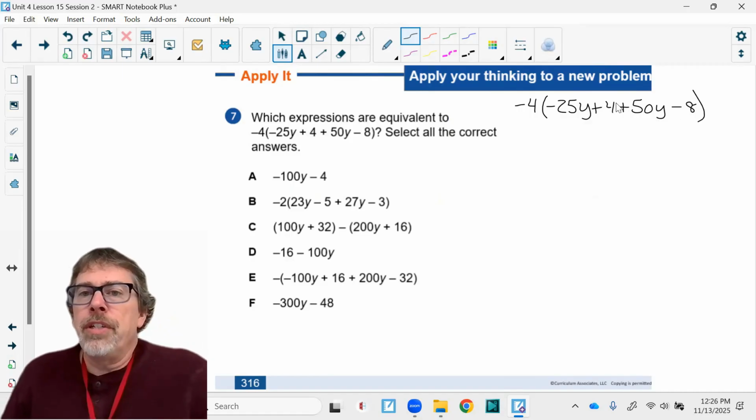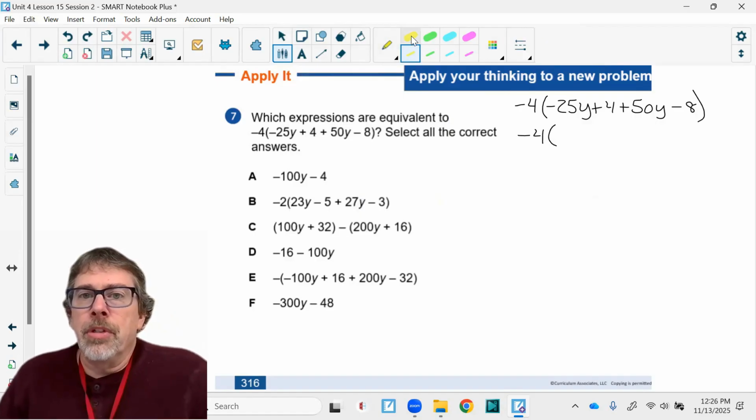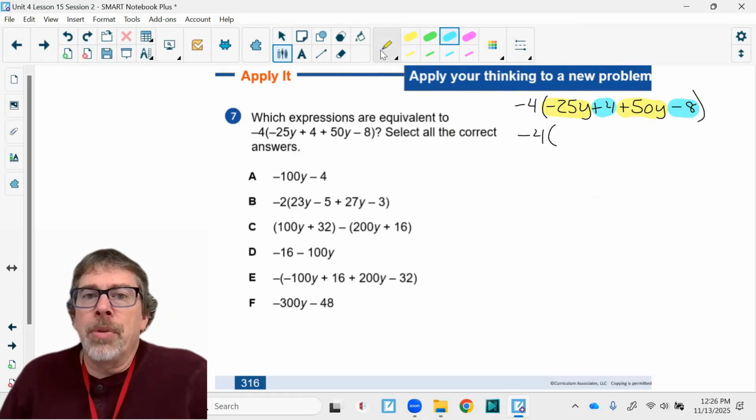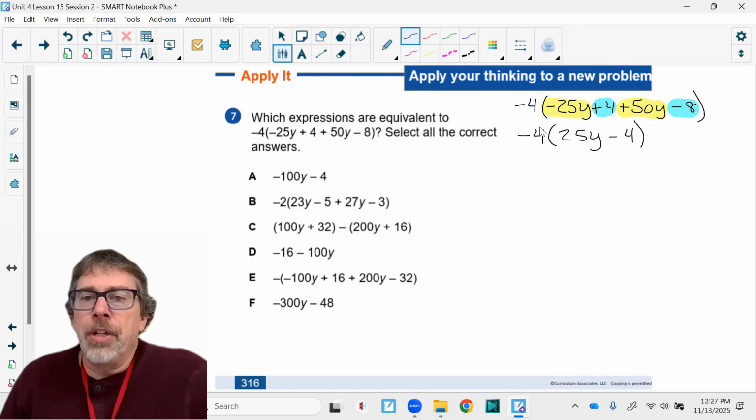Okay? First thing I'm going to do is simplify the inside. And let me highlight that. They're called like terms. So negative 25y plus 50y are like terms, and a positive 4 and a minus 8 are both constants, so we can combine them. So negative 25y plus 50y is 25y. 4 minus 8 is negative 4. So this simplified down really nicely, pretty quickly.